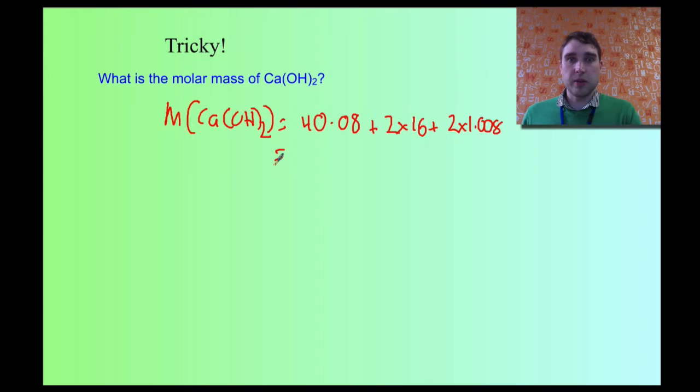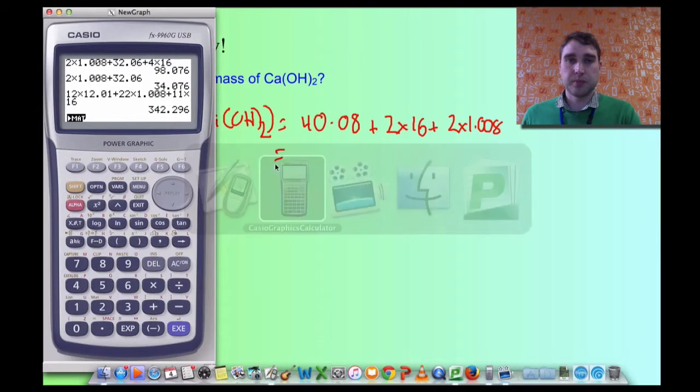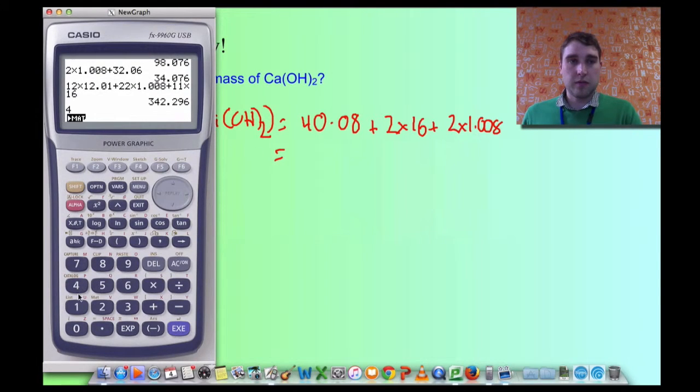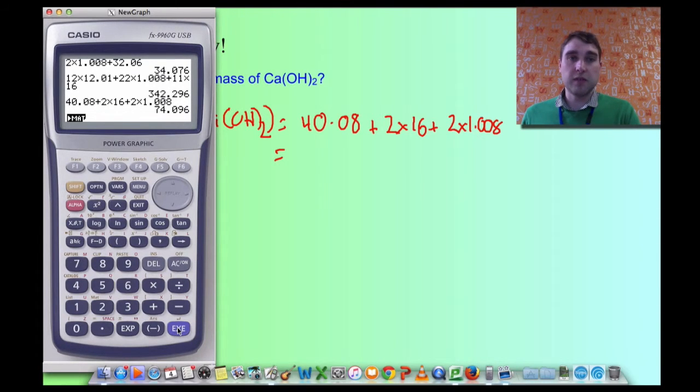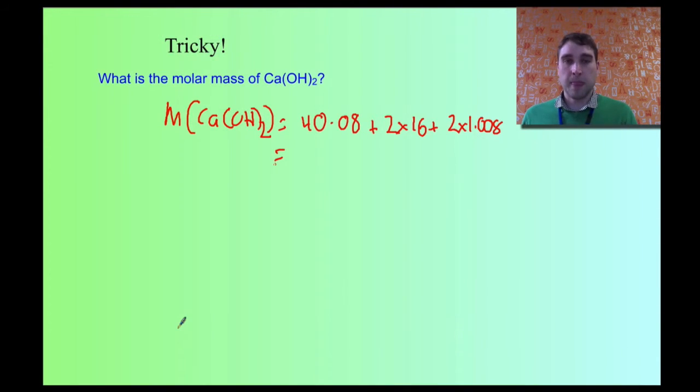So again, we'll go to our calculator. So 40.08 plus 2 times 16 plus 2 times 1.008 equals 74.096. So our molar mass of calcium hydroxide is 74.096, and again our unit is grams per mole.